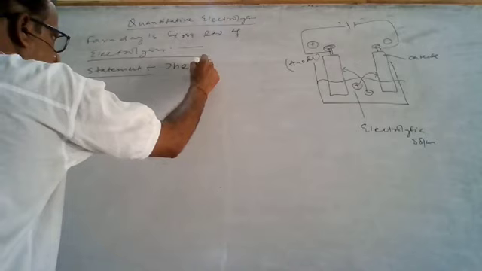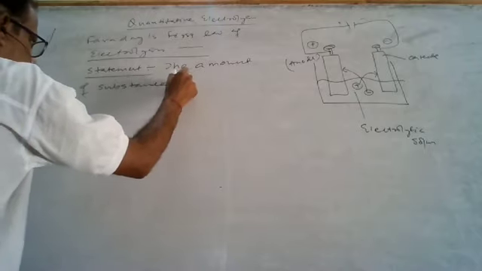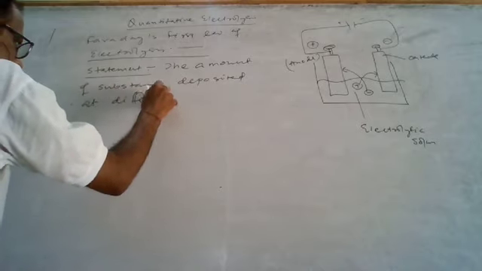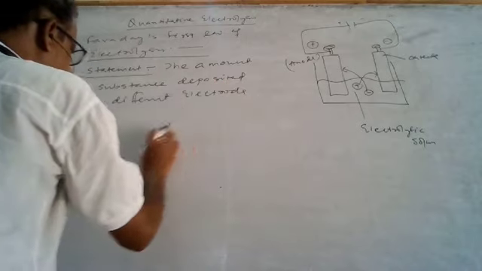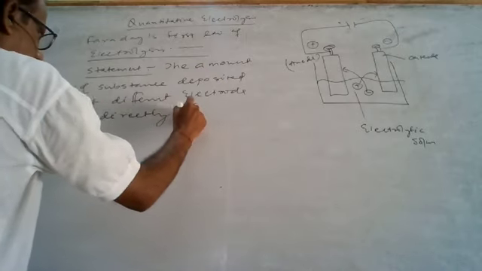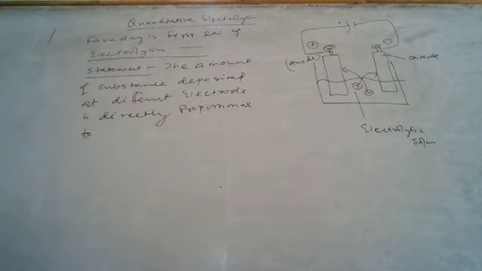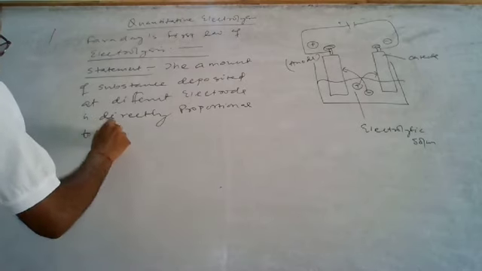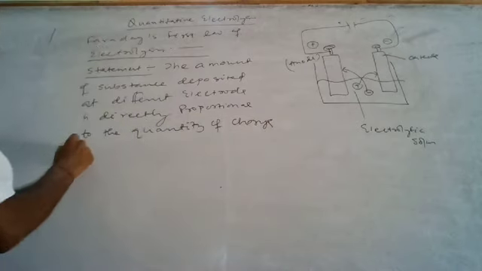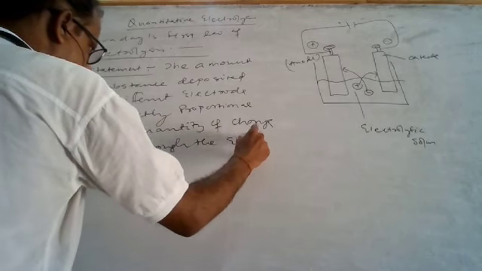So the statement is: the amount of substance deposited at different electrodes is directly proportional to the quantity of charge passing through the electrolytic solution.